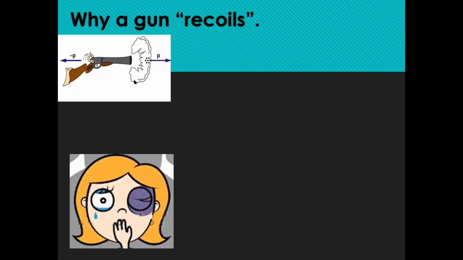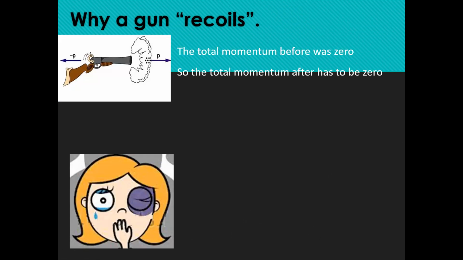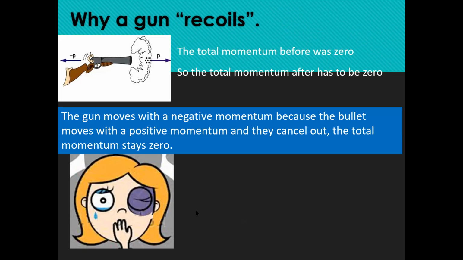So why does a gun recoil? Because the total momentum before was 0. So the total momentum after has to be 0. How does it have to be 0? If the shot goes forward, the recoil must make a momentum in a different direction with the same magnitude to cancel the momentum going forward. Let's see now: the gun moves with a negative momentum, because the bullet moves with a positive momentum, and they cancel out, so the total momentum stays 0.